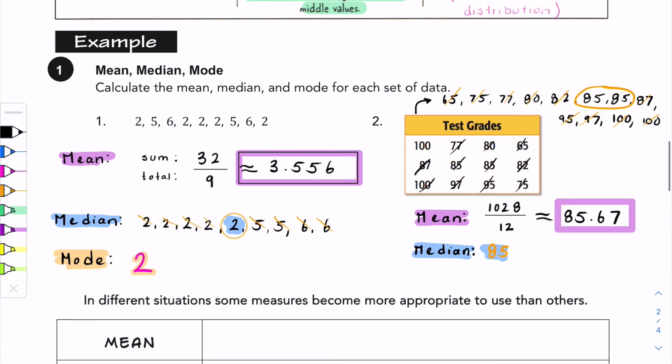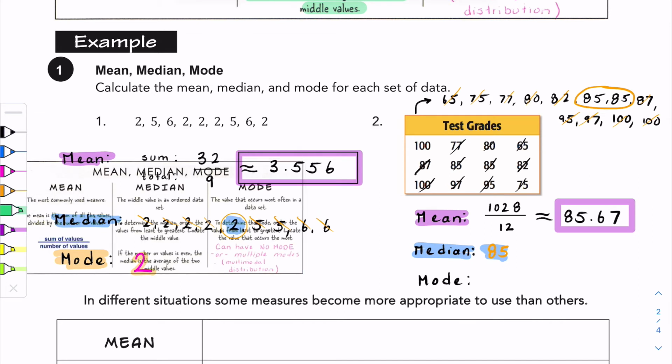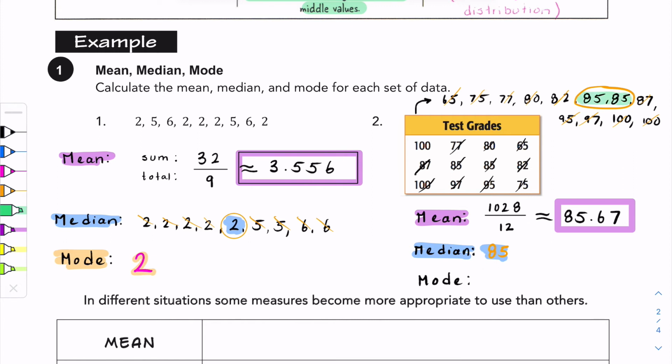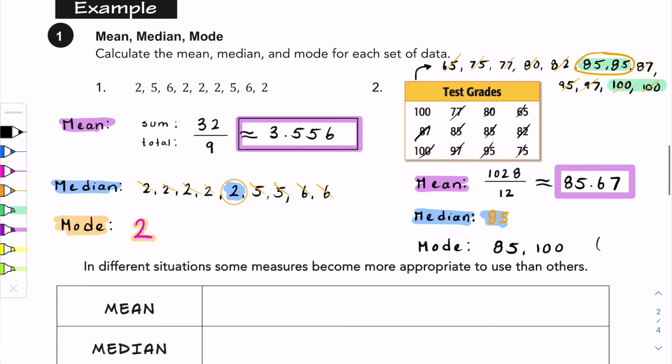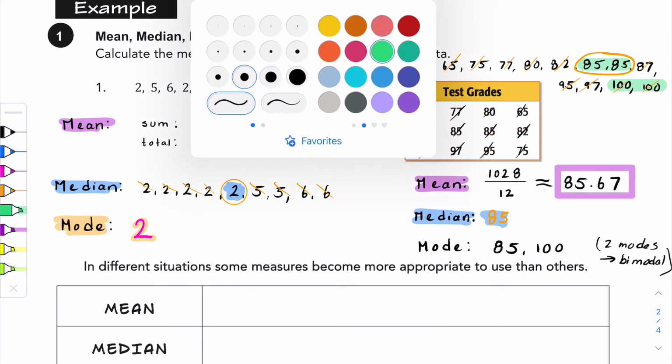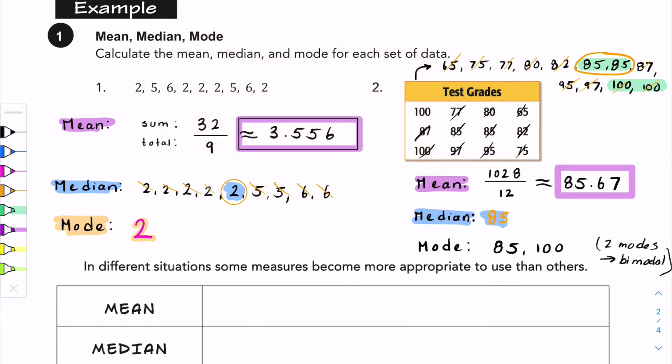And lastly, the mode. The mode is the number that occurs multiple times. In this data set, we have 85 that occurs twice, and we have 100 that occurs twice. So this is called bimodal because there's two modes, and I'm going to list both of them. We have a mode of 85 and a mode of 100. In parentheses, I'm going to write two modes, and two modes indicates that it's bimodal. Not that you need to memorize that, it's just good to understand that it's completely fine to have multiple values of the mode.